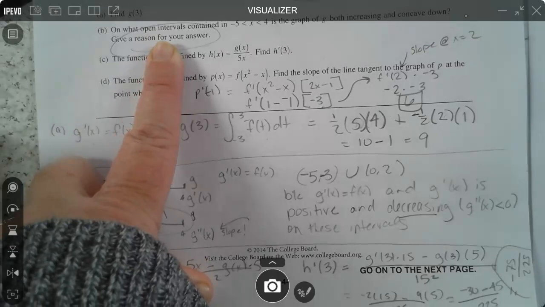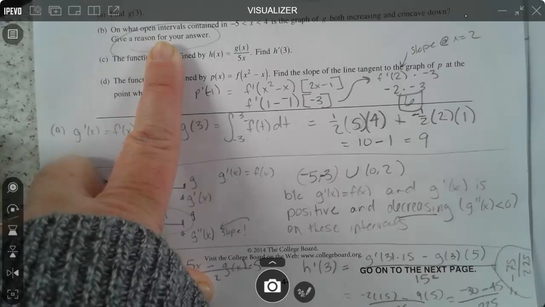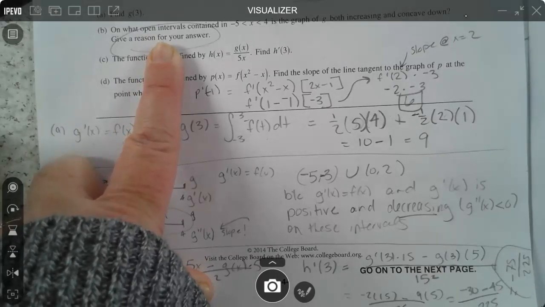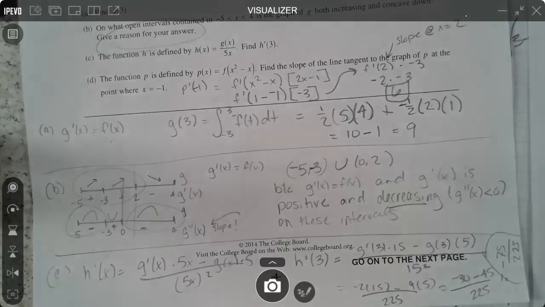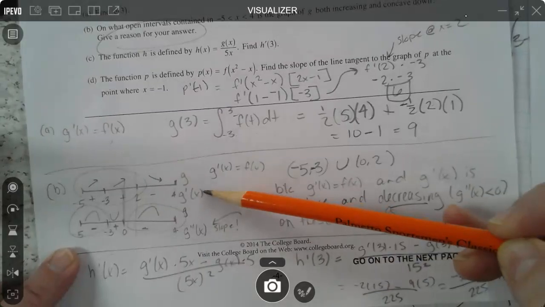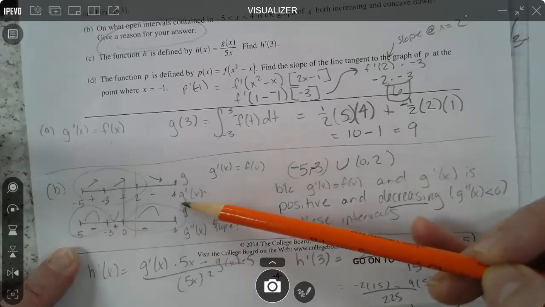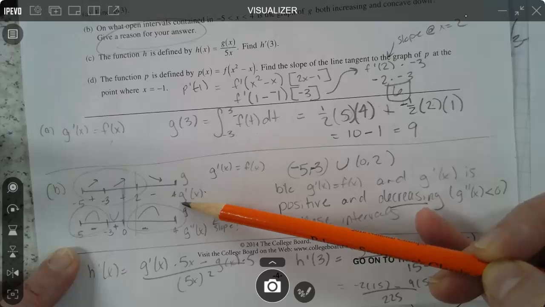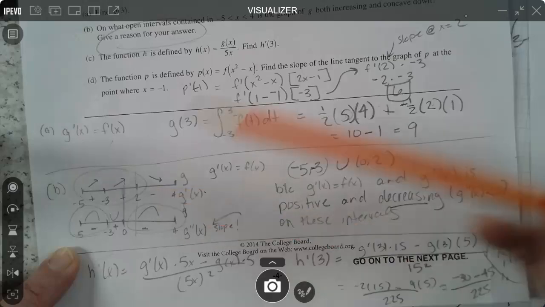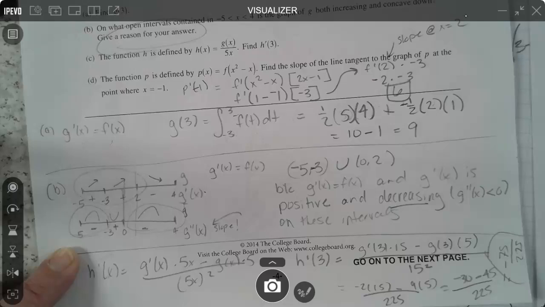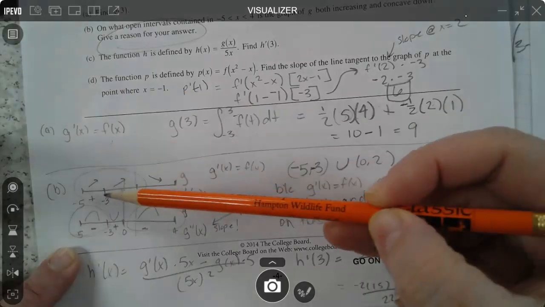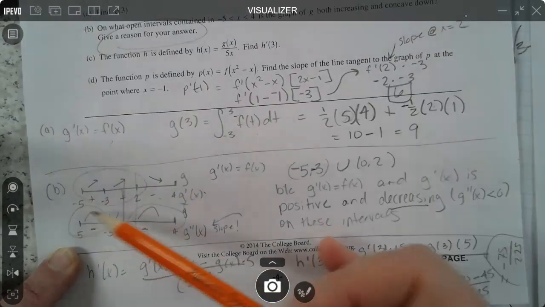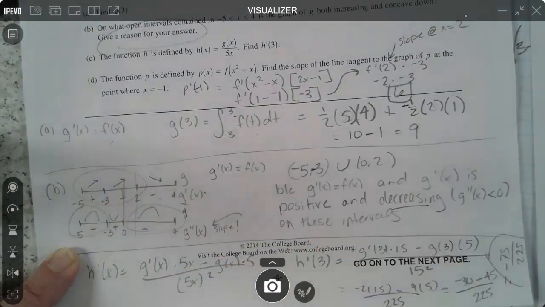G is increasing and concave down, and I'm looking at the derivative. So I have to write this out so I can think through it. If the derivative is positive, I'm increasing. If the derivative is negative, I'm decreasing. So I looked everywhere. It was either above the x-axis or below the x-axis. So I'm looking at places where it crosses, or the zeros of the derivative here. And I found these. So I know here are my positive and negative, or my increasing and decreasing intervals.